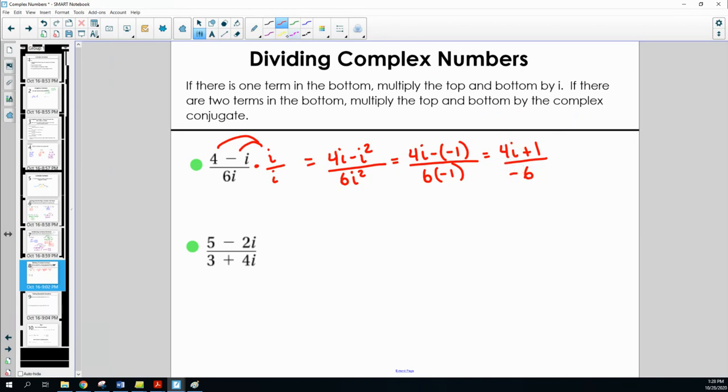Okay, so technically this is correct. You could leave that as your answer, but most of the time you're going to see the real part first and the imaginary part second. So I'm going to just flip-flop my top. So I'm going to do 1 first plus 4i over negative 6.